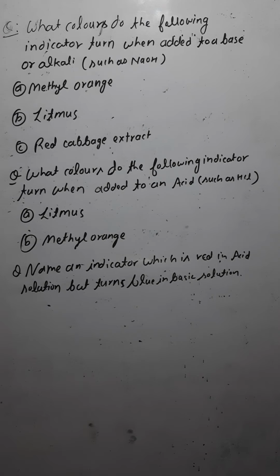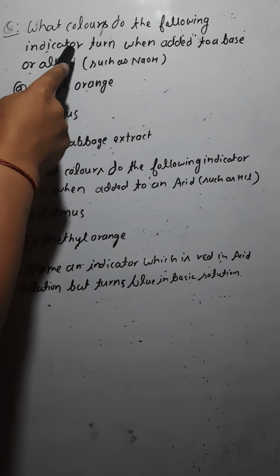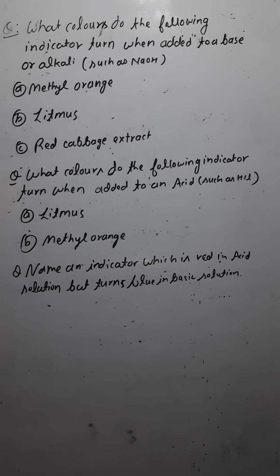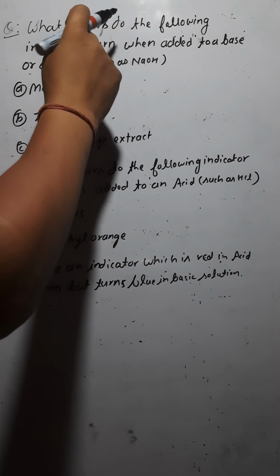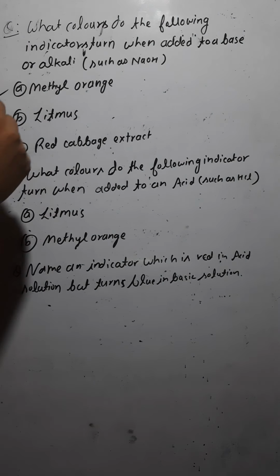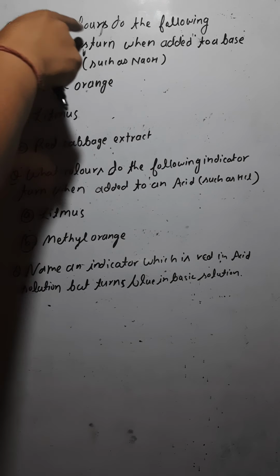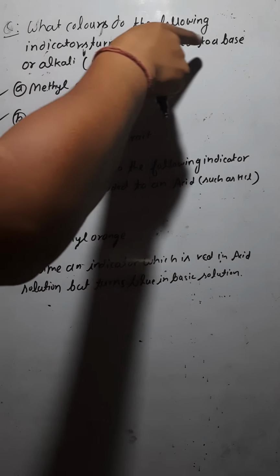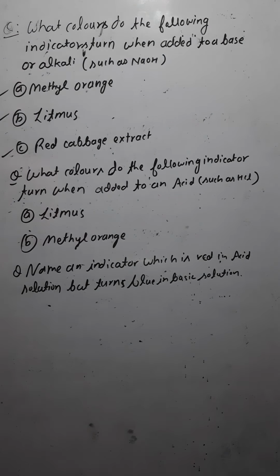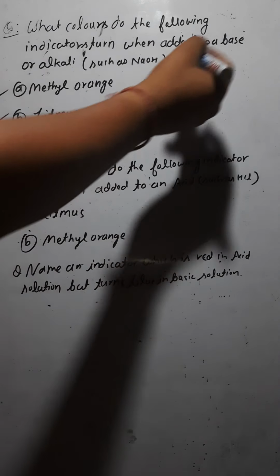Now let's see. The question is, what colors do the following indicators turn when added to a base? These are the indicators which have been given to you: methyl orange, litmus and red cabbage extract. So the question is, what colors do these indicators turn when added to a base or alkali? Both are the same.